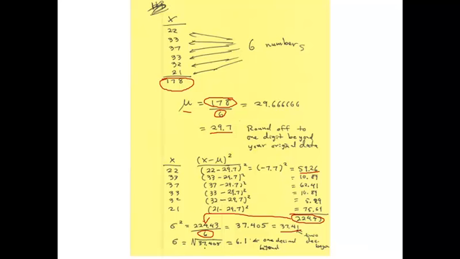You take the square root to get your population standard deviation, and when you do this you get 6.1. You round this off to 1 decimal place beyond your original data. There you go. So your standard deviation and your mean will both be 1 decimal place beyond the original data.